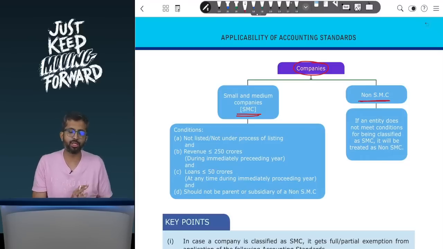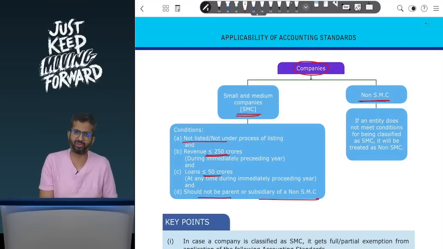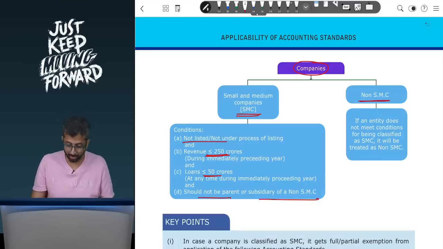So how are small and medium companies defined? Entities which are not listed, having a revenue of less than 250 crores, loans of less than 50 crores, and should not be a parent or subsidiary of a non-SMC. These are small companies where a lot of relaxations are provided. If you are not a small company, then you have to follow all accounting standards.